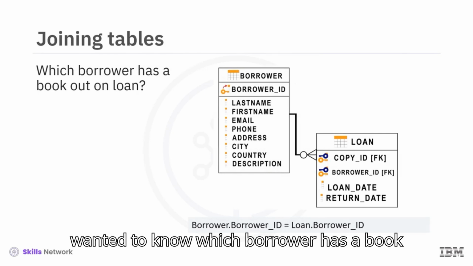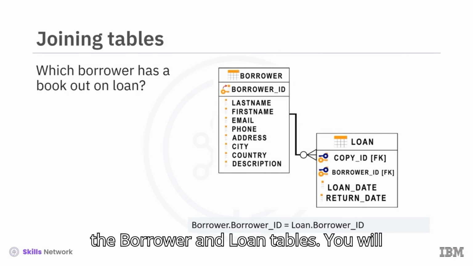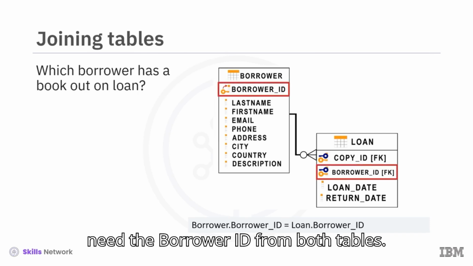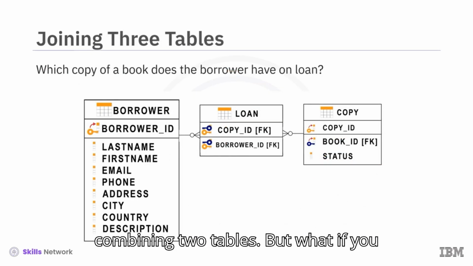So, if you wanted to know which borrower has a book out on loan, you need to gather data from the borrower and loan tables. You will need the borrower ID from both tables. Thus far, you have seen an example of combining 2 tables.